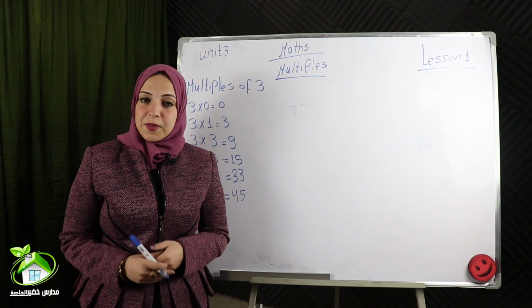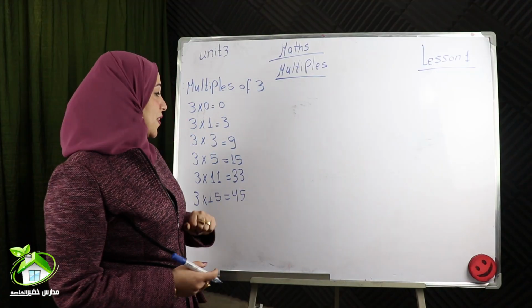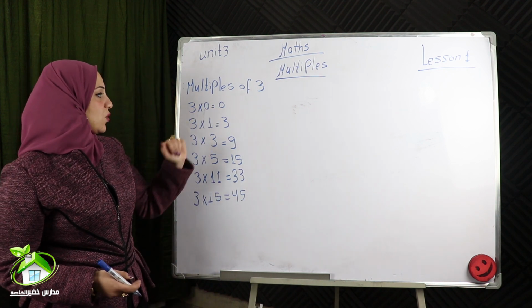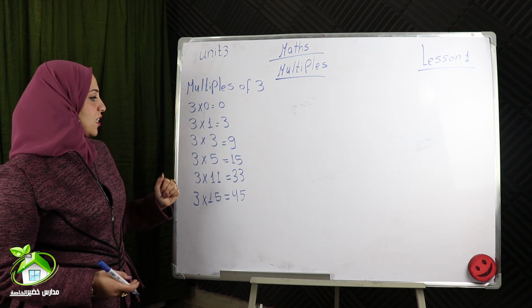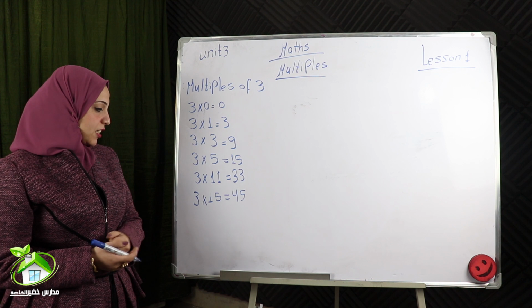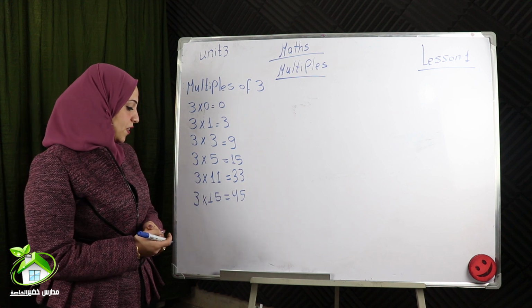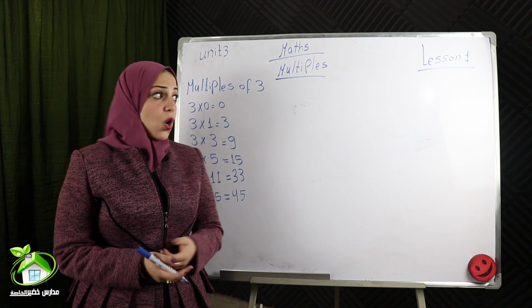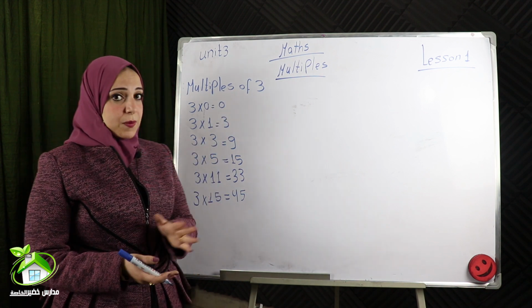If I want to list multiples of 3, I multiply 3 by many whole numbers, as 3 times 0 equals 0, 3 times 1 equals 3, 3 times 3 equals 9, 3 times 5 equals 15, 3 times 11 equals 33, 3 times 15 equals 45, and so on. All these numbers are multiples of 3.